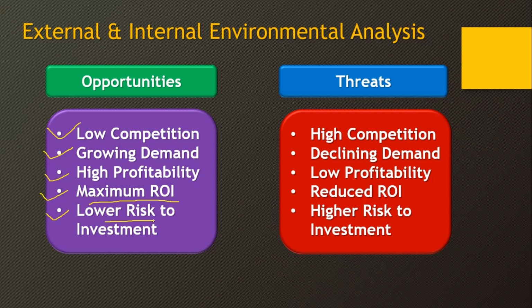Similarly, when we look out for the threats, it is exactly the opposite of an opportunity. So when there is a high level of competition, because of this it is not possible for the organizations to increase the prices of their product. And because of this high level of competition, the organizations have to cut down their prices, which will affect their level of profitability. So when there is a high level of competition resulting in a low amount of profitability, we can say in the external environment there is a threat.